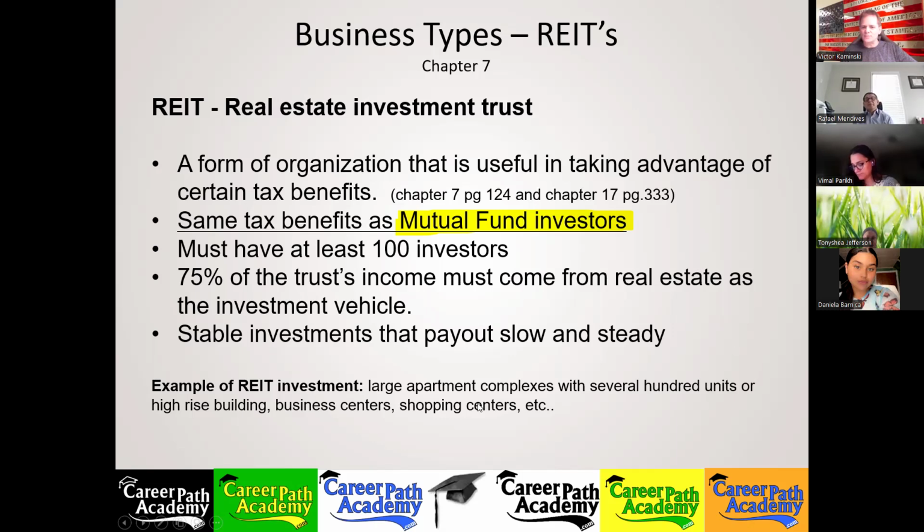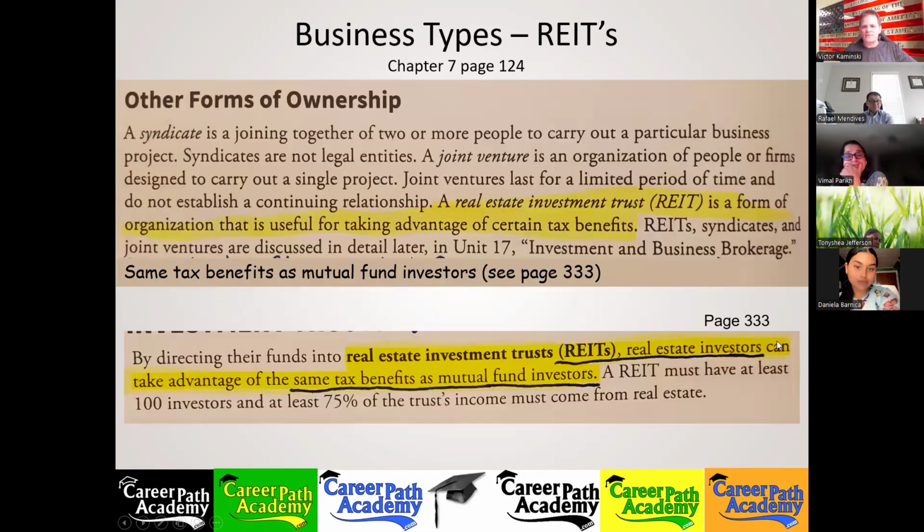They usually invest in large apartment complexes with several hundred units, high-rise buildings, business centers, shopping centers, things of that nature. So let's do the highlights now for the stuff for the REITs.